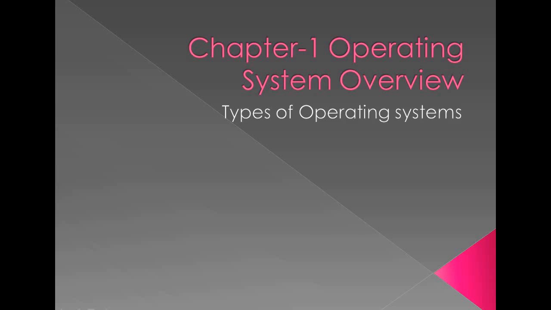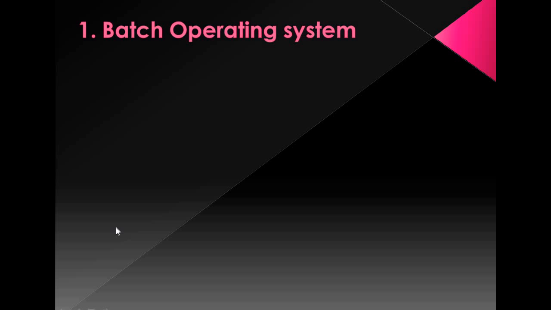Last chapter we have seen the objectives and functions of operating system. Today we'll see the types of operating system. Operating systems are there from the very first computer generations and they have kept changing with time. You have seen the computer generations in the first year. So today we'll start with the different types of operating systems.